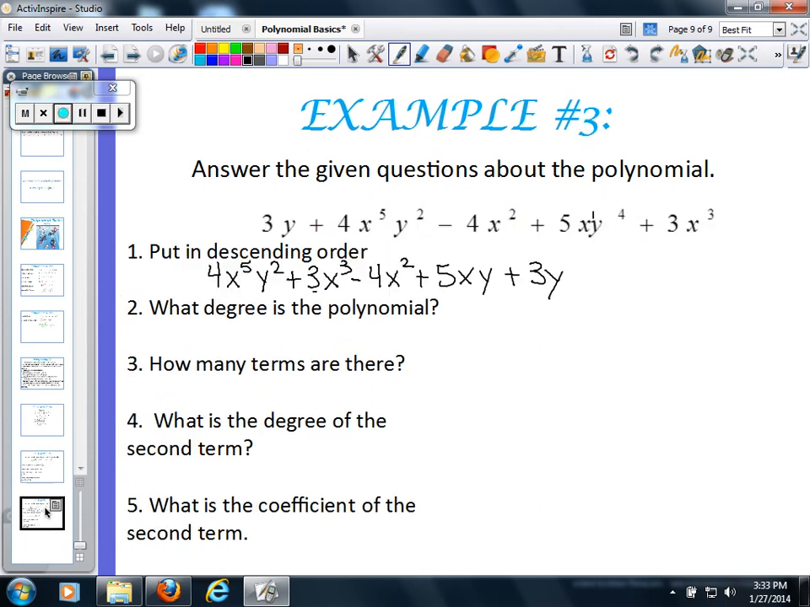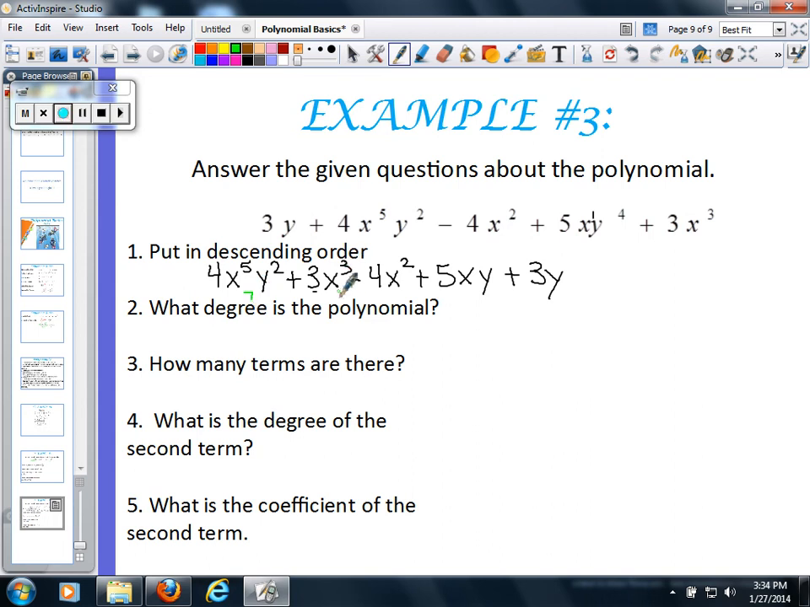Now on this one, the degree of the polynomial, you have to consider the degree of each term. And the degree of the terms is based on adding the exponents of all the variables in that term. So for example, in green, we'll go ahead and write what the degree is. So I add the exponents together. So 5 and 2, so the degree of the first term is 7.